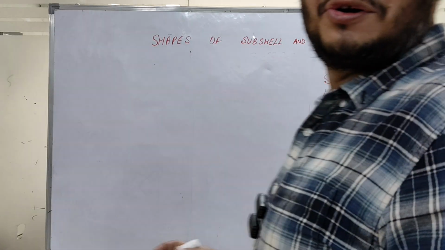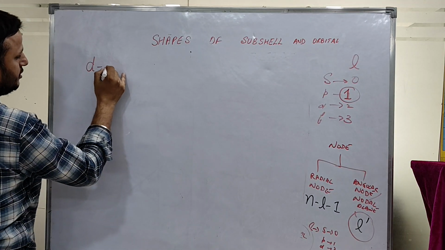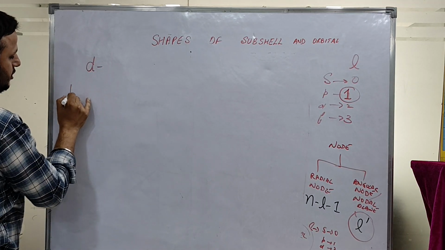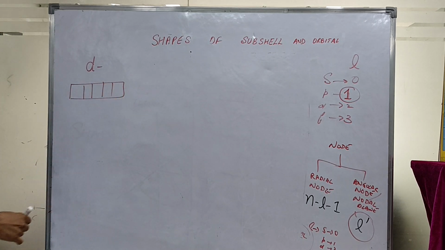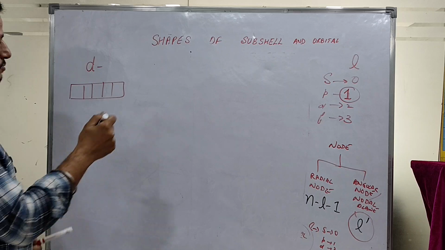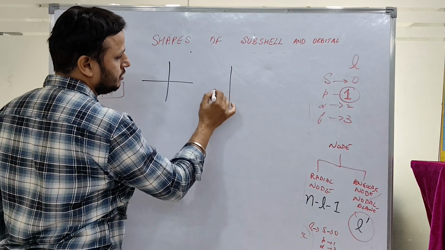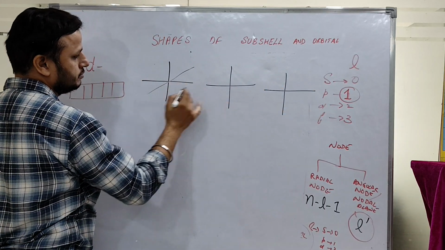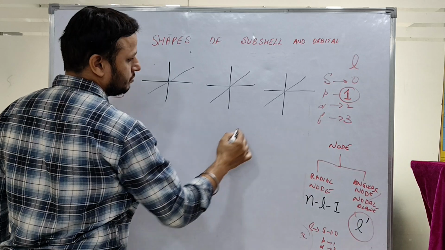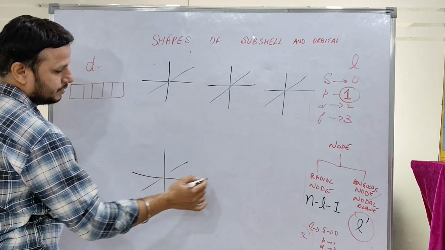So now moving on to the D subshell, after S and P. D has 5 orbitals. The D subshell has 5 orbitals, out of which 3 are similar and the other 2 are similar.